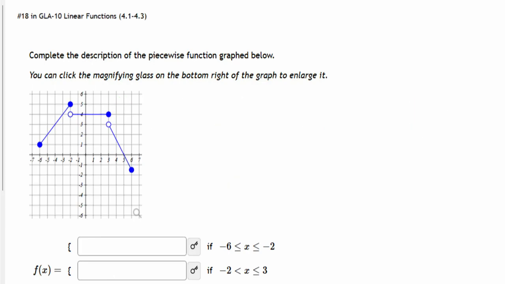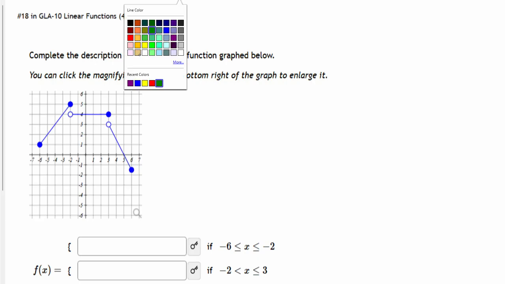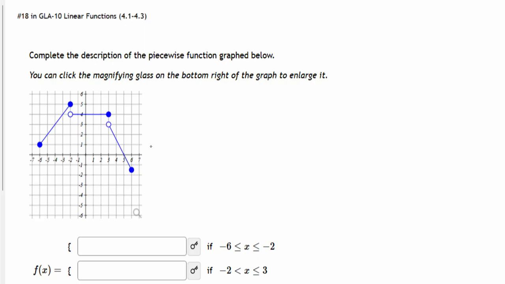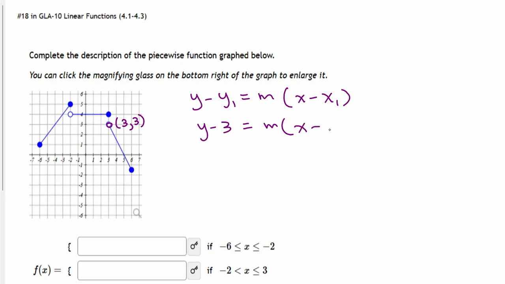For this last one, I'll do purple, and I'm going to do the same approach. I'm going to use my point slope formula. I'm just going to grab any point. Why not use this one? That one is starting at 3, 3. So I will go ahead and replace the x1 and y1 with those coordinates. Now I'm going to visually find the rise over run to get the slope.